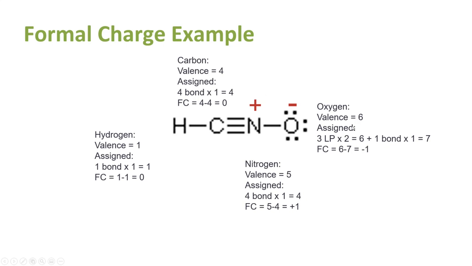When I look at oxygen, oxygen is in group 16. It has a valence of 6. Right now I see 3 lone pairs, so that's 2 electrons each, 1, 2, 3, 4, 5, 6, for 6 in terms of lone pairs, and it has 1 assigned electron from this bond. So a total of 7. 6 minus 7 is -1. So this oxygen has a negative formal charge on it.